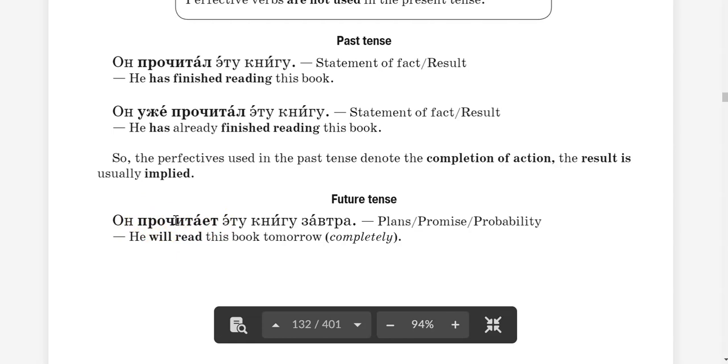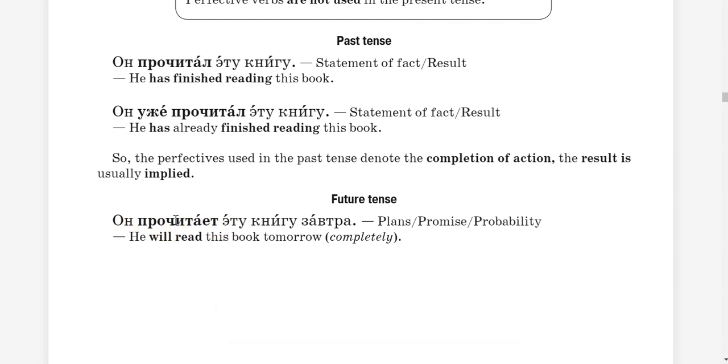So читать would be прочитать, писать, написать, думать, подумать, звонить, позвонить, ужинать, поужинать, обедать, пообедать, завтракать, позавтракать, and so many more verbs. So you will need to learn the pairs.